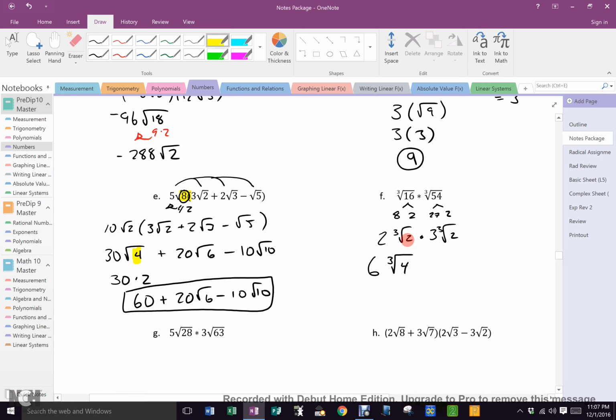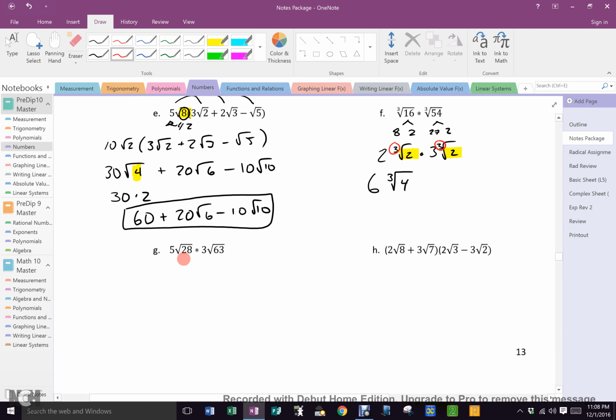Now, a bunch of you are going to say, but I thought when those multiplied together that it canceled. No, because they are cubes. You would need to cube them to get rid of the cube. 28, 4 times 7, 9 times 7, 10 root 7 times 9 root 7, 90 root 49, which is 90 times 7, which is 630.